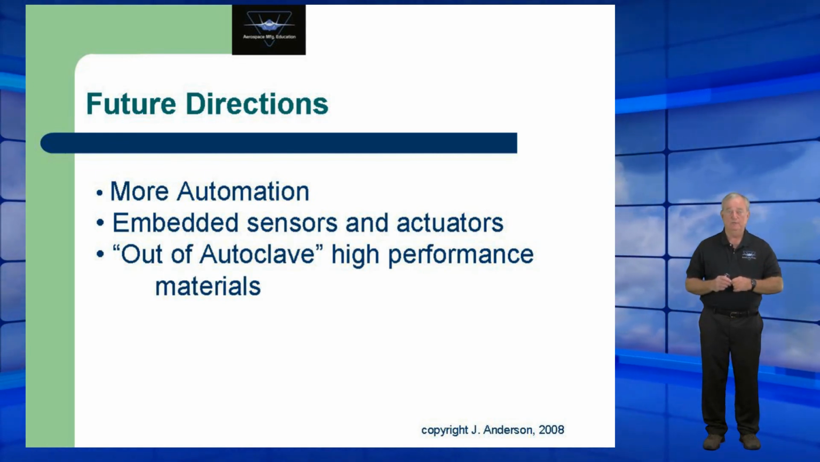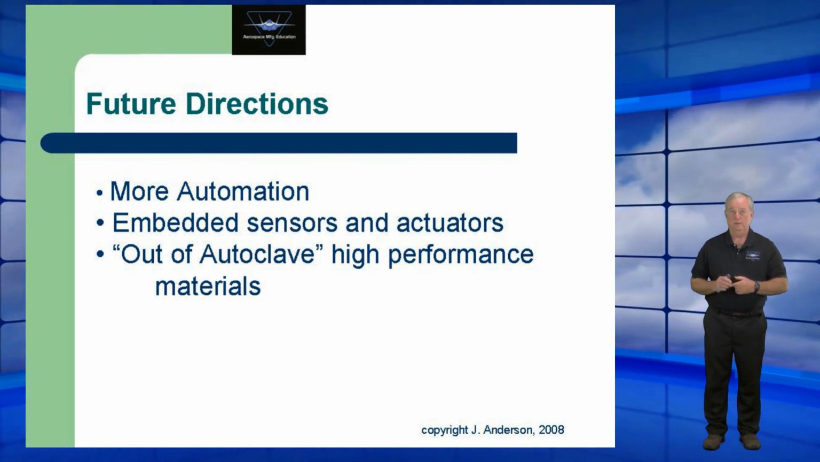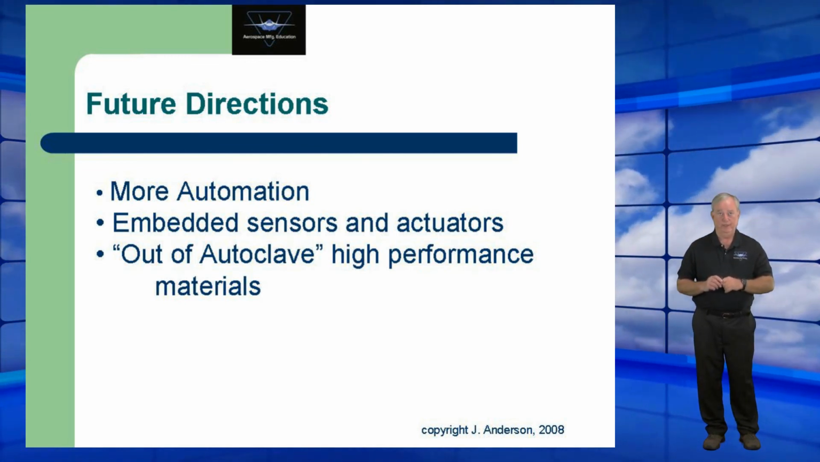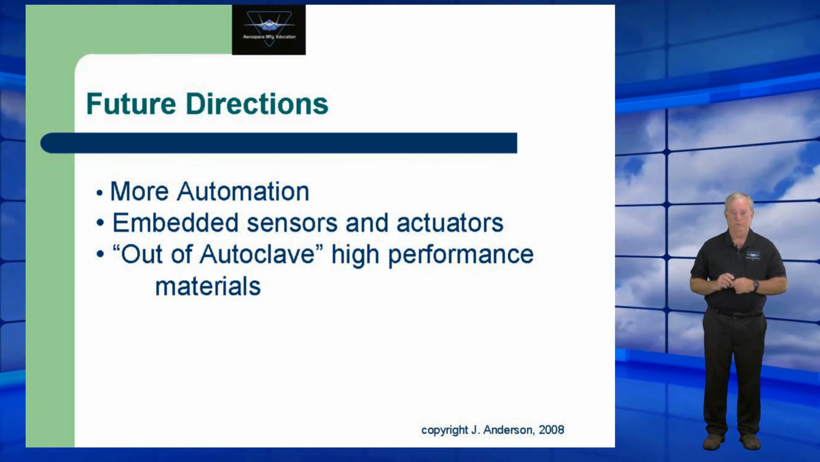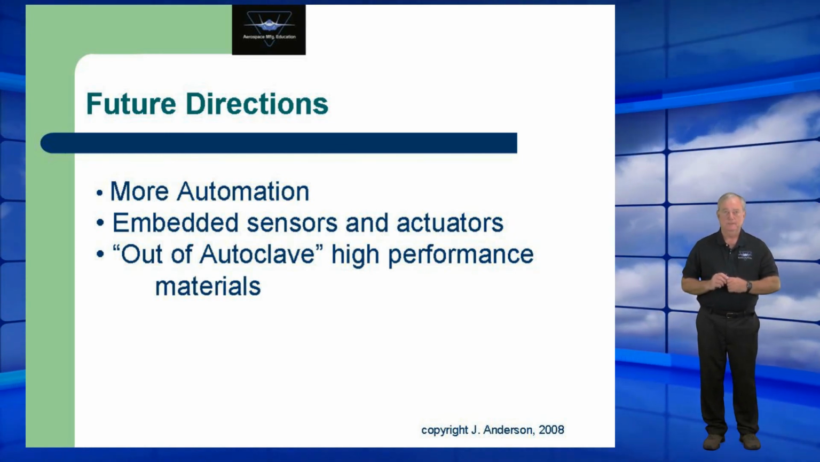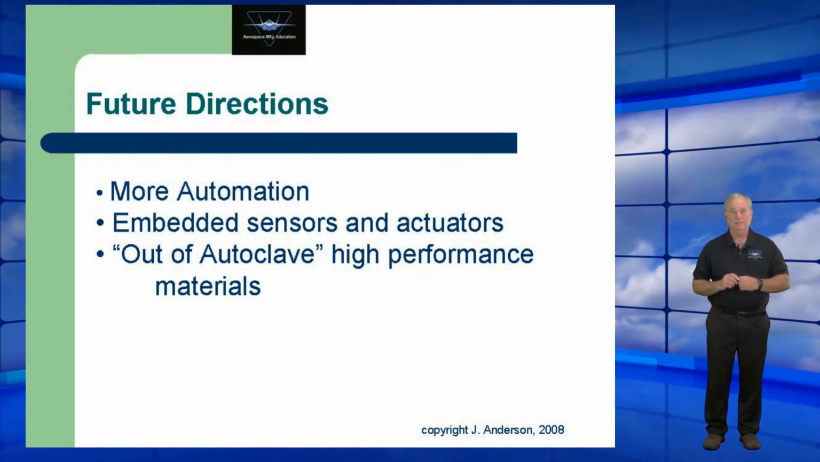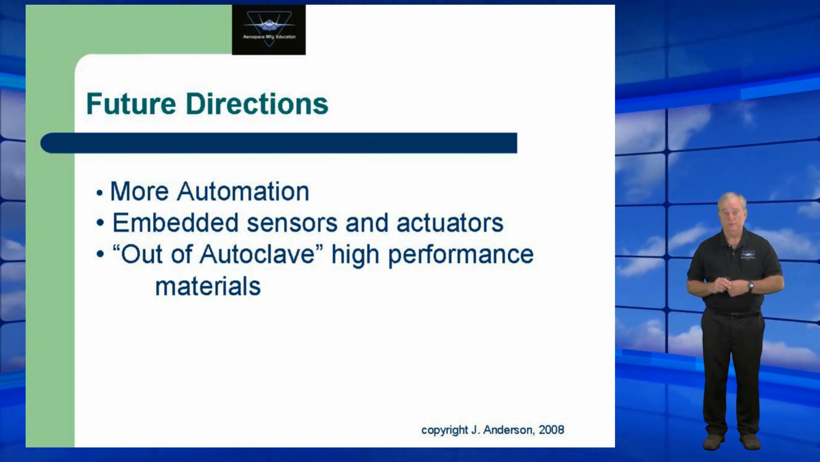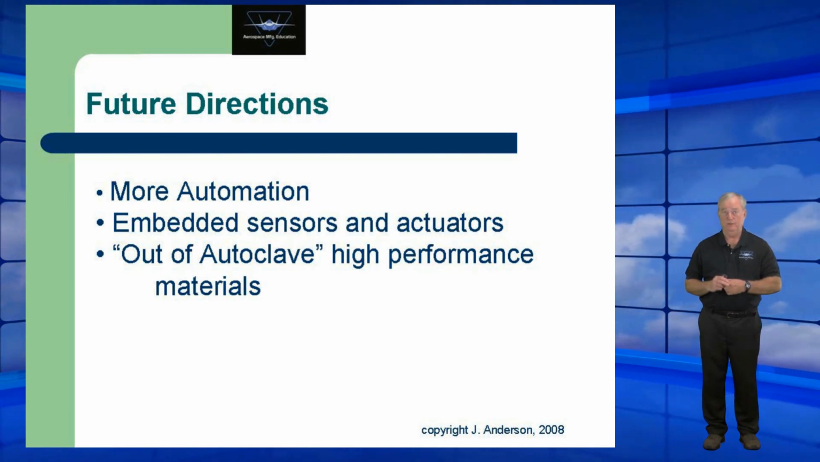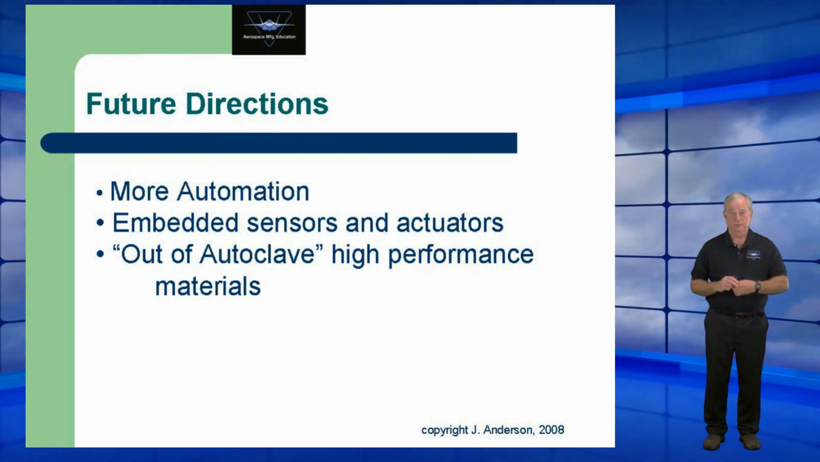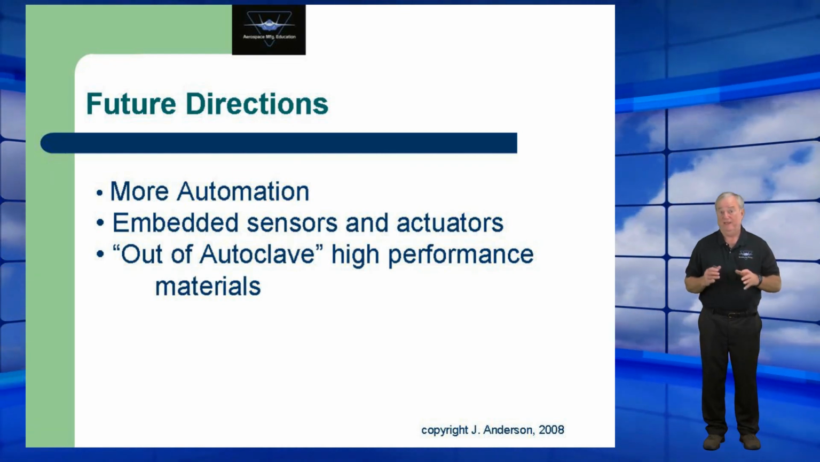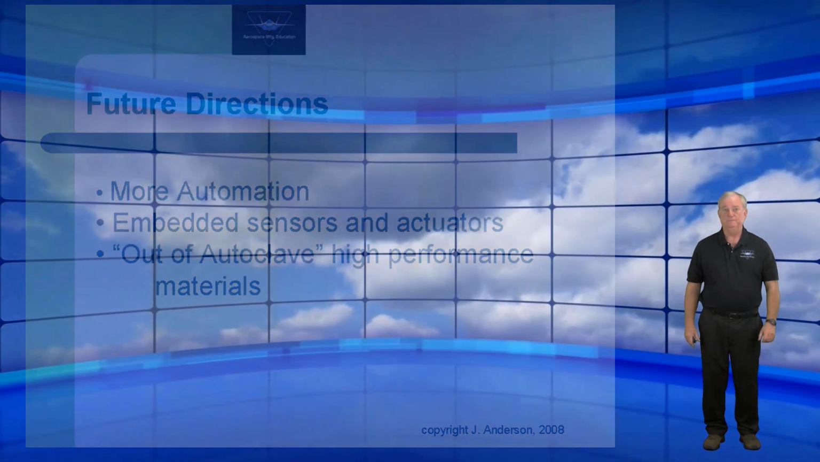And so there's a lot of work going on in the aerospace industry for out of autoclave, or OOA, high performance materials. That's very promising. There are parts being made today that are going on commercial aircraft that are made out of autoclave that give performance levels consistent with what we were seeing with parts that had to be autoclaved a few years ago.